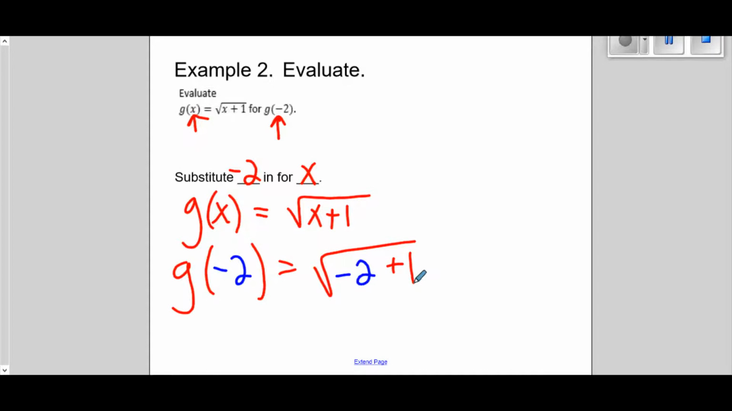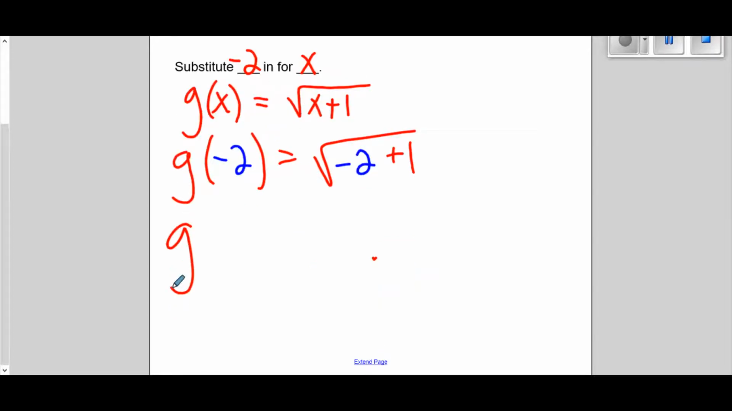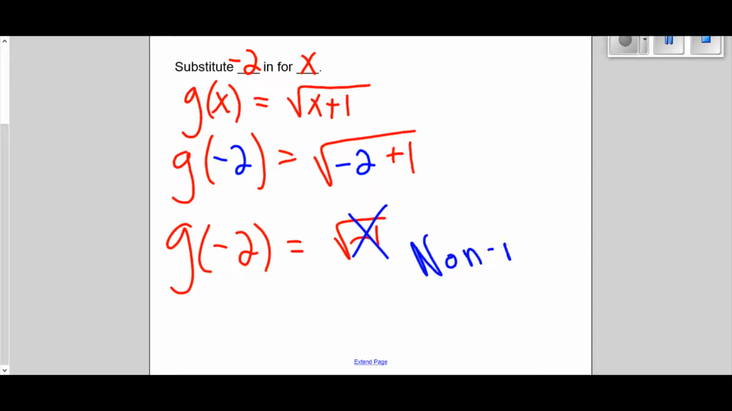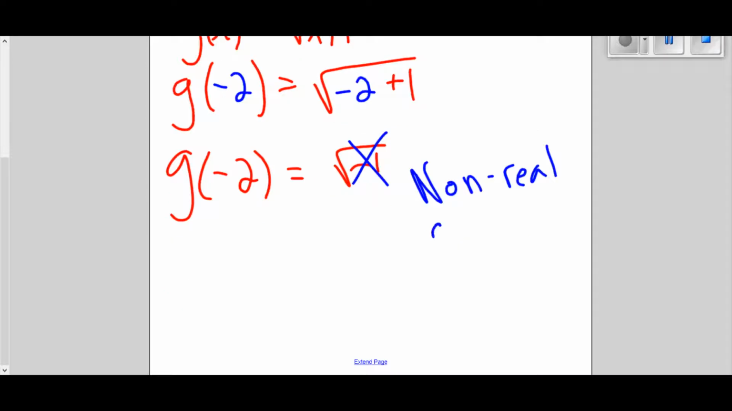So from here, we're just going to simplify. So this is going to say g of -2 equals -2 plus 1 is -1. So the square root of -1. Well, remember, we can't take the square root of a negative number. So we could say it's a non-real answer because we can't take the square root of a negative number.